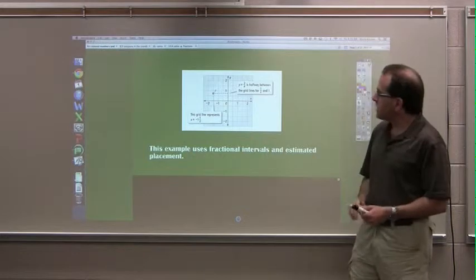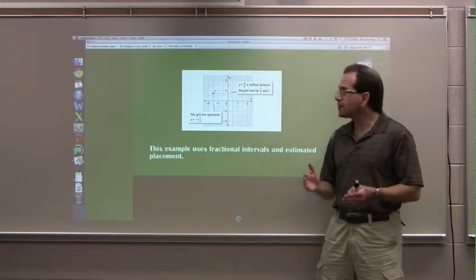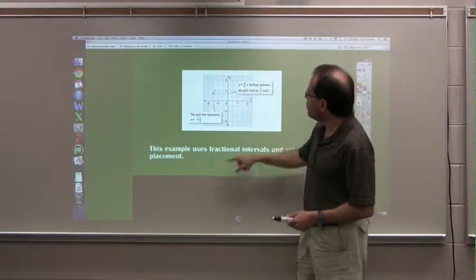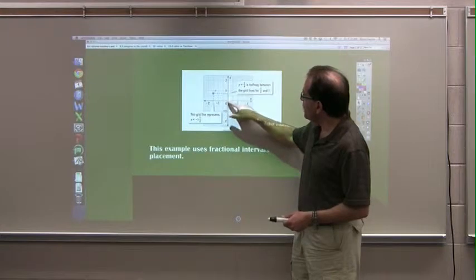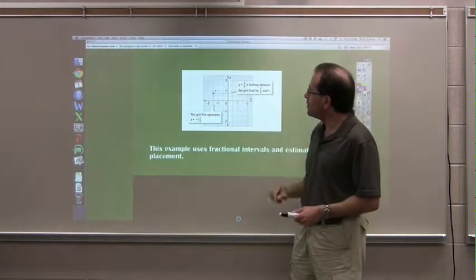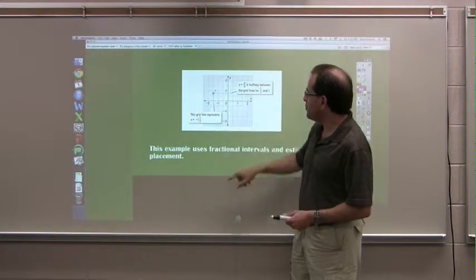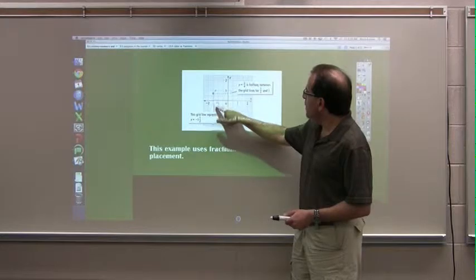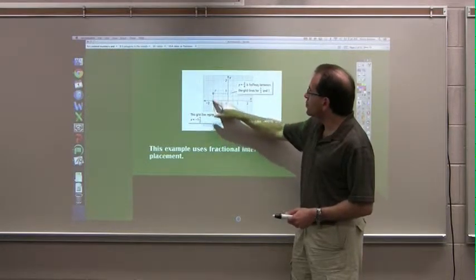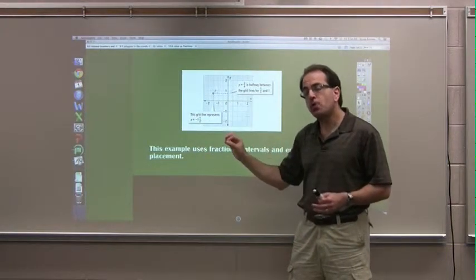Alright, so this is an example of a coordinate grid that is plotting fractional parts, rational numbers. You'll look at point P, and first of all, you see your x interval is going by halves, and your y interval is also going by halves. And what they've done here is you've got the point negative 1.5 and 3/4.